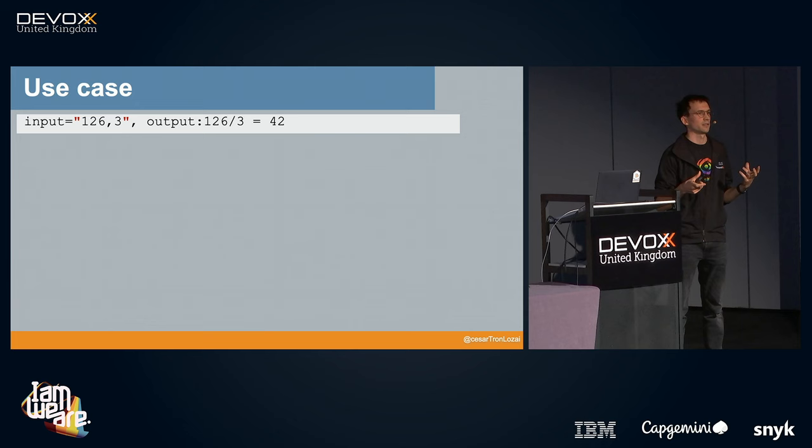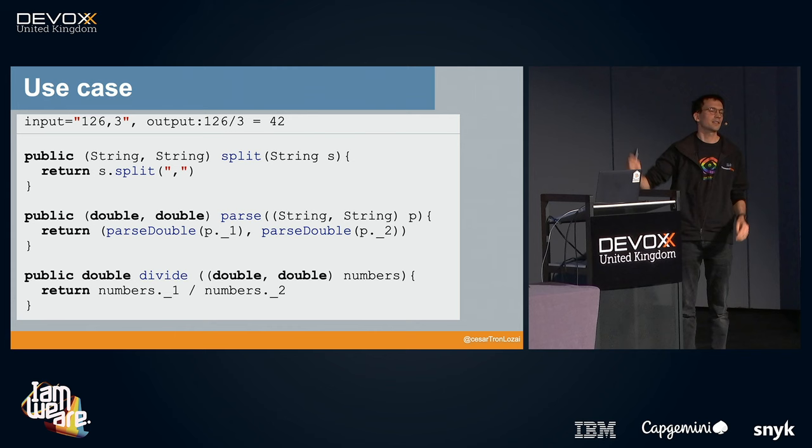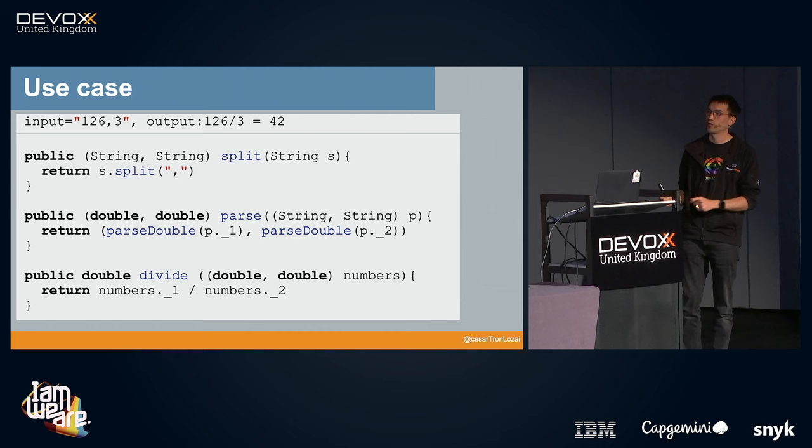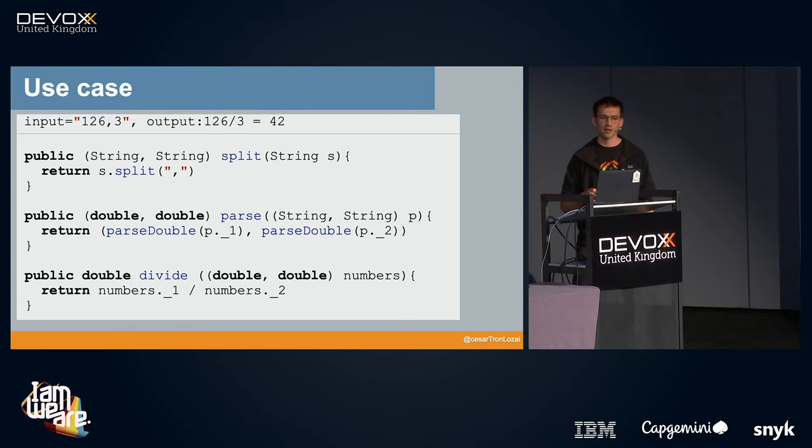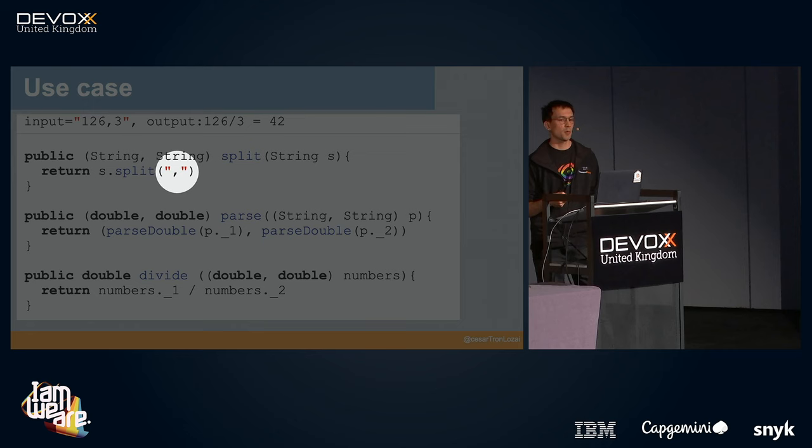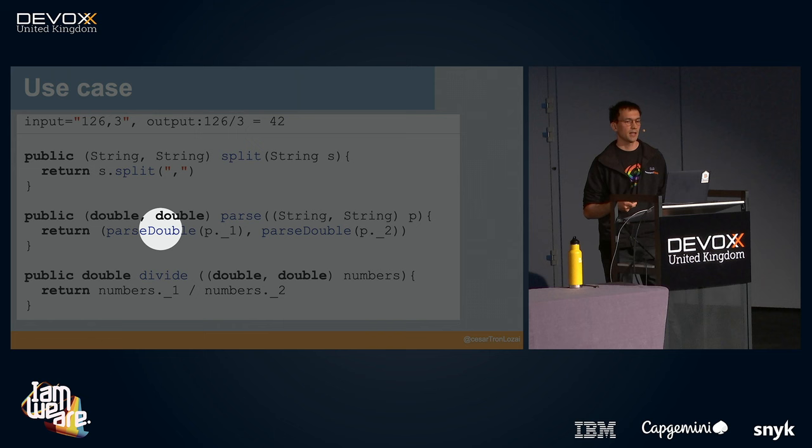OK, let's write three functions. So this is pseudo Java code. I pretend that in Java we have pairs. The reason for that is because otherwise it wouldn't fit into a screen, although I should have done that slide in Kotlin. That would have been a better choice. But anyway, it doesn't matter. This is just kind of pseudo code. So here, first function split. Well, we just call our string. We split it by a comma, and we return a pair of strings. Then parse, we take a pair of strings, and we convert this to a pair of doubles. And then divide, we take a pair of doubles, and we finally return the number.